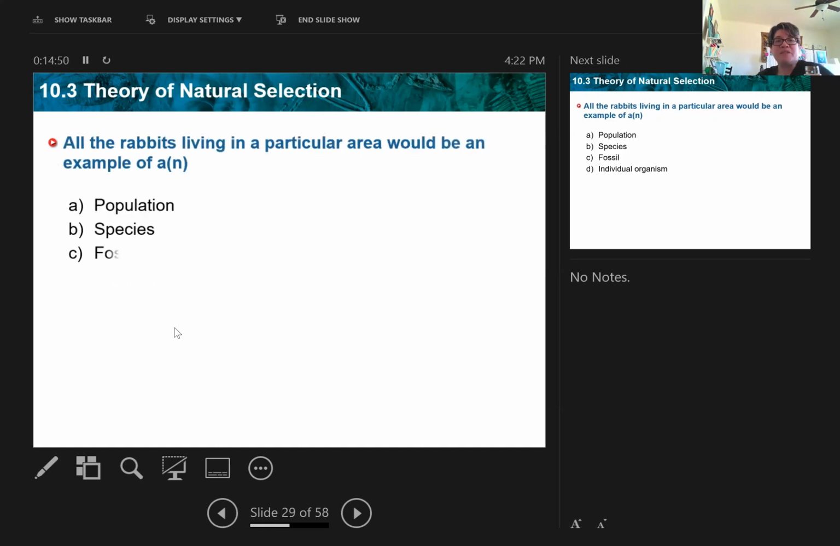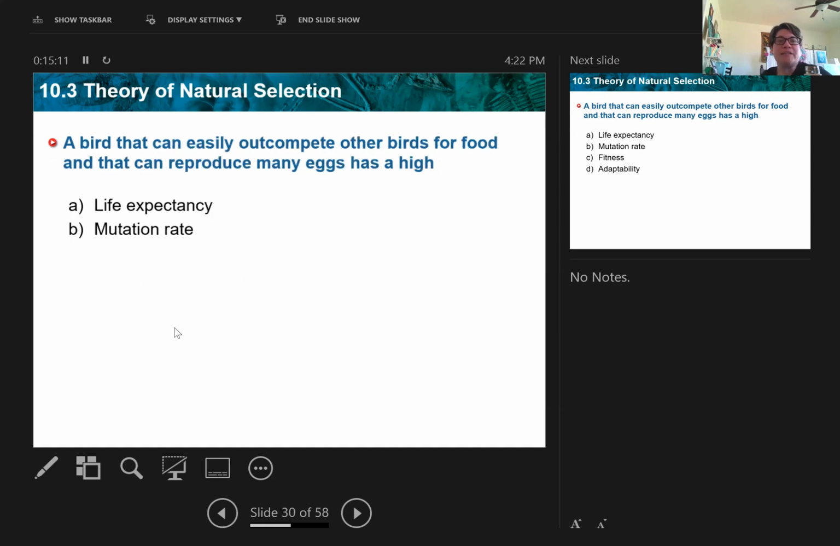All of the rabbits in a particular area would be an example of what? And this goes all the way back to chapter 14 at the beginning of the year in ecology. So what would we call all the rabbits in a particular area that can breed with each other? And that would be a population. We had different levels of that. We had population, community, ecosystem, and biome. A bird that can easily outcompete other birds for food and that can reproduce many eggs has a high what?